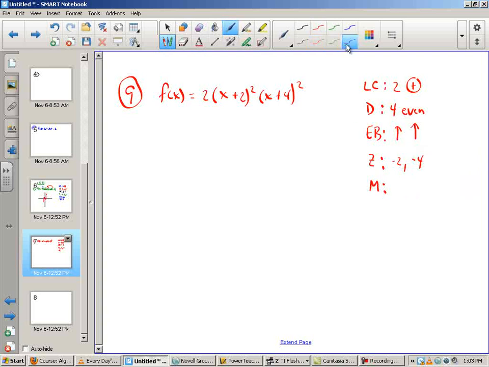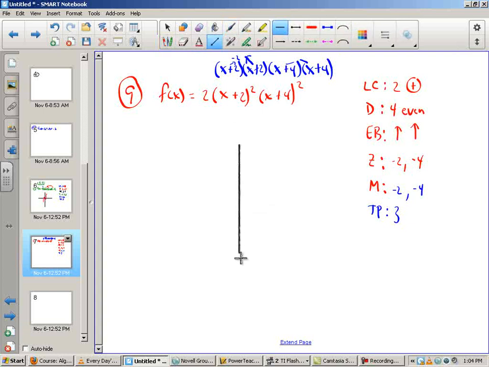The multiplicity occurs because there are 2 of these parentheses, x plus 2, x plus 2. And there's also x plus 4, x plus 4. What this means is the value negative 2 comes from 2 different places. So negative 2 has a multiplicity. Consequently, so does the negative 4. Last but not least, my turning points. Since the degree is 4, the turning points should be 3. And I'm ready to produce this graph.